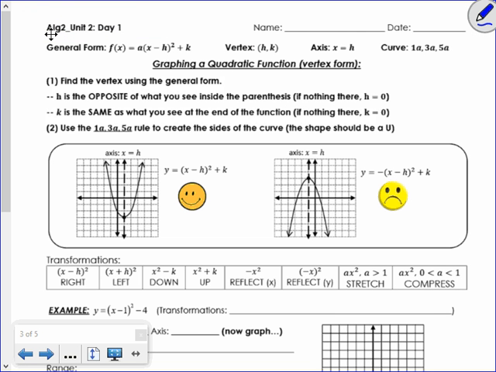Easier ones. So we're going to start off with... Alright, so I have all of the general information up here at the top.